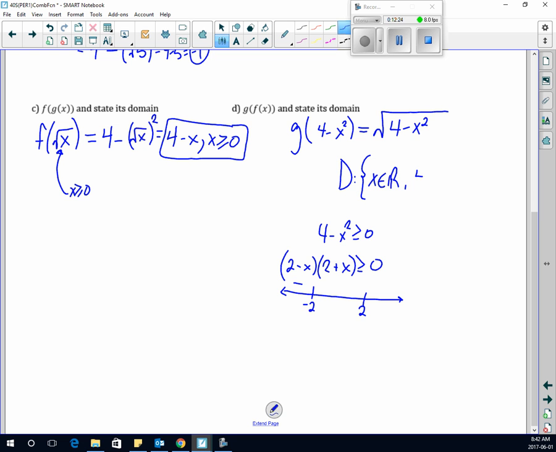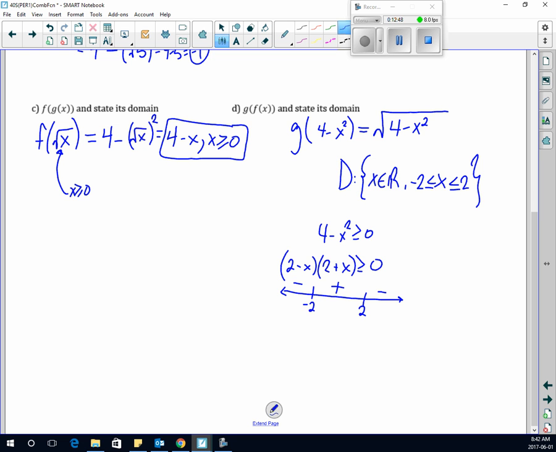Okay, so then let's pick, say, 0. What do we get there? Positive. And then if I pick 3, what do I get there? Negative. So what's my restriction there? x is an element of the reals. x must be between negative 2 and 2.